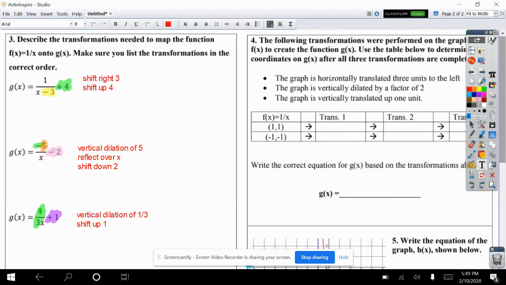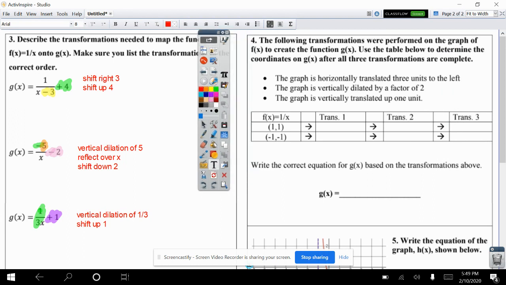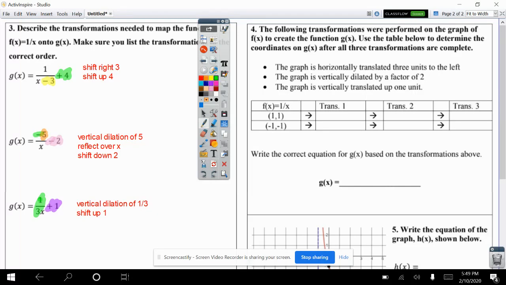All right, go over to number 4. It says the following transformations were performed on the graph of f of x to create the function g of x. Use the table to determine the coordinates on g of x after all 3 transformations are complete. I'm going to just go one by one. The first transformation is the graph is horizontally translated 3 units to the left.